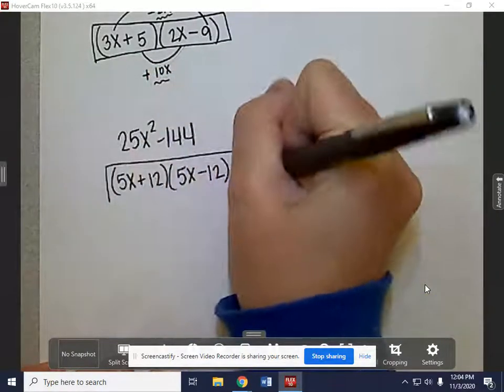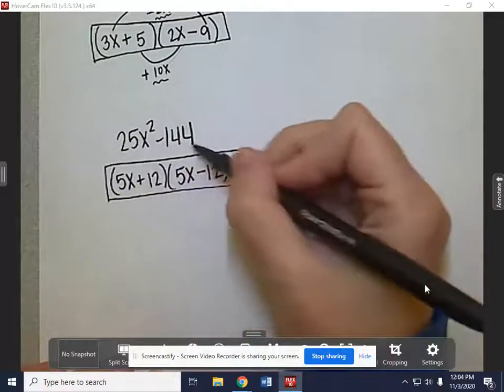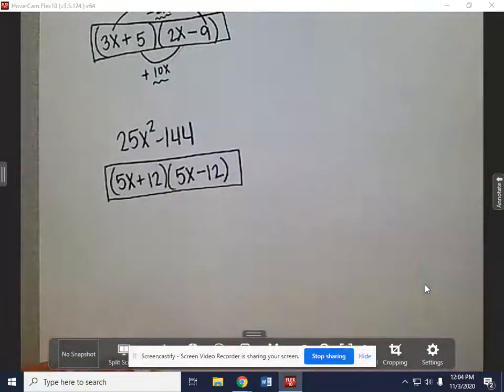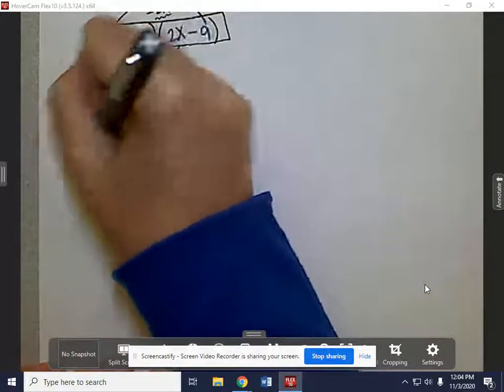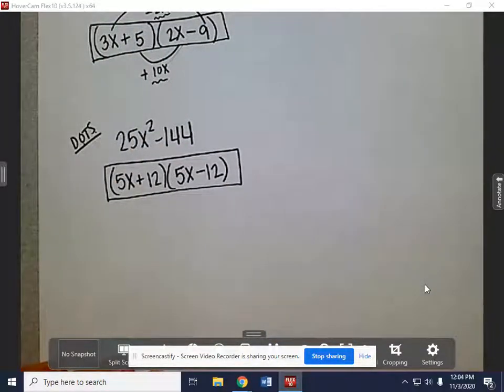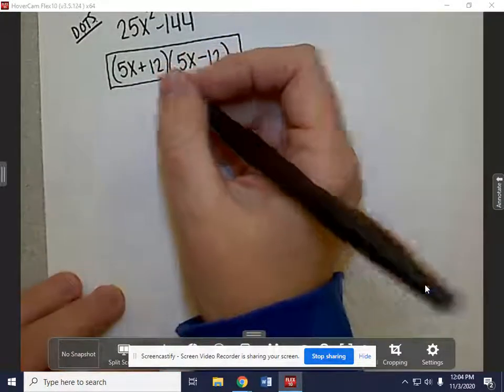The reason we always have a plus and a minus is because when you do your distributing, you would get negative 60x, positive 60x, and they would cancel each other out, which is why there is no middle term. Sometimes I'll refer to this as DOTS, difference of two squares. So if you ever hear me randomly say or write DOTS, that's what I mean. So those are some cases that pop up quite a bit. So a few more.